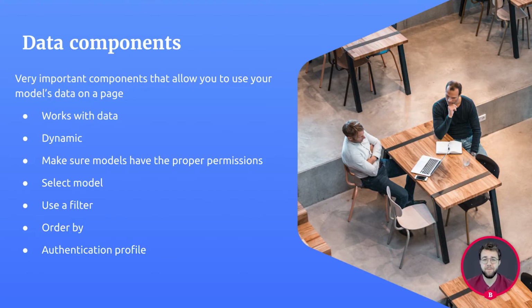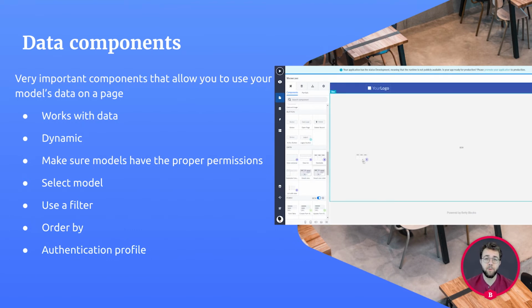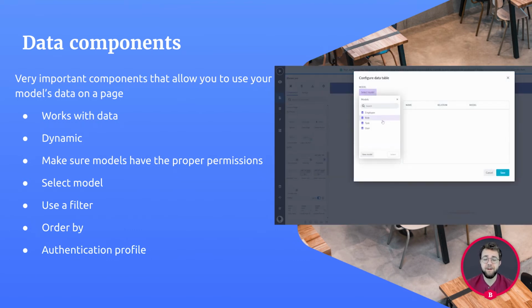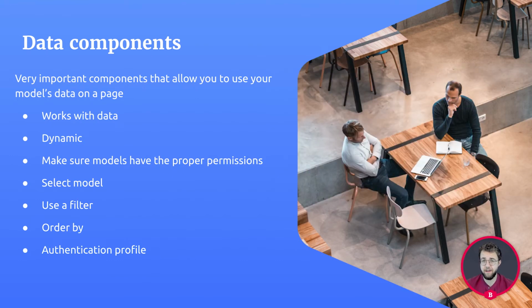Data components are very important components that allow you to use your model's data on a page. They work with data from your data model and are very dynamic. In order to work with these, you need to make sure that you have the right permissions enabled on your models, or that you have some sort of authentication set on your application, like a login functionality, for example. On data components, you can pick and choose which model's data you want to show. And you can use a filter, for example, to only retrieve data from a specific user that's logged in. And it has functionalities like ordering the data that you're showing.